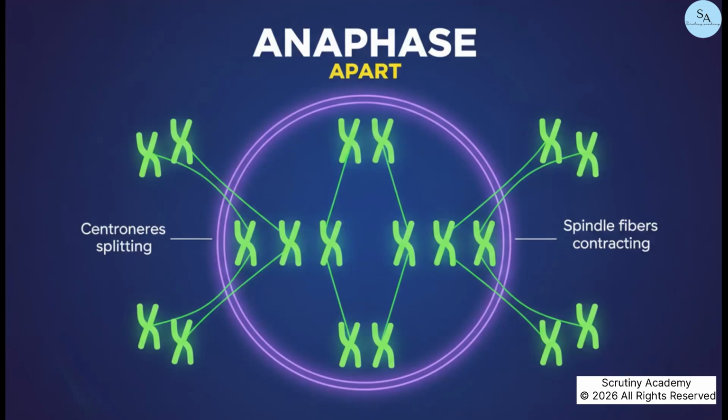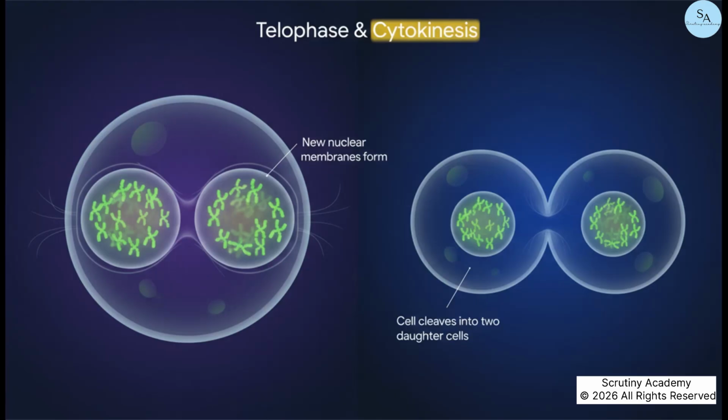And then anaphase. Here's another tip: A for anaphase, A for apart. Those fibers suddenly pull tight, and each X-shaped chromosome splits right down the middle into two identical halves. These halves then get yanked to opposite ends or poles of the cell. Finally, we have telophase.